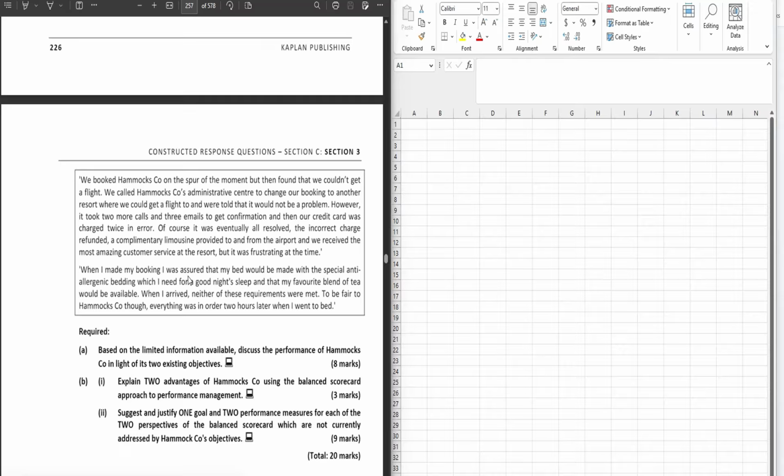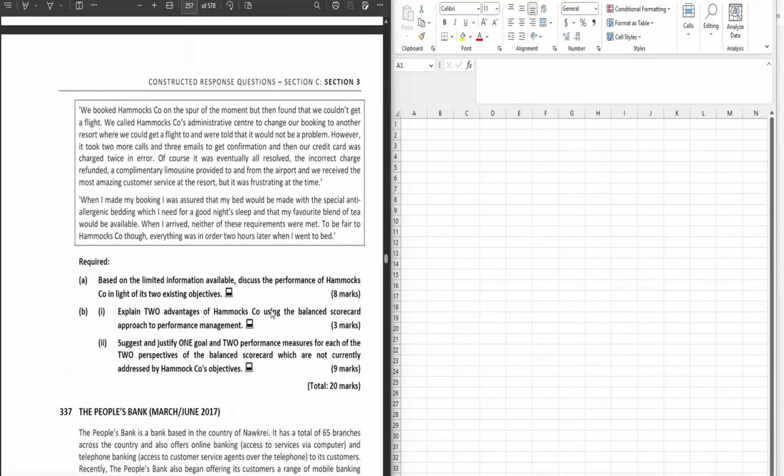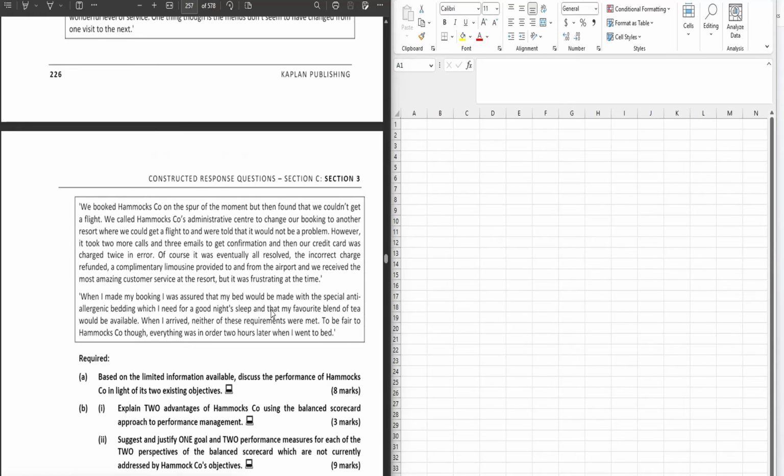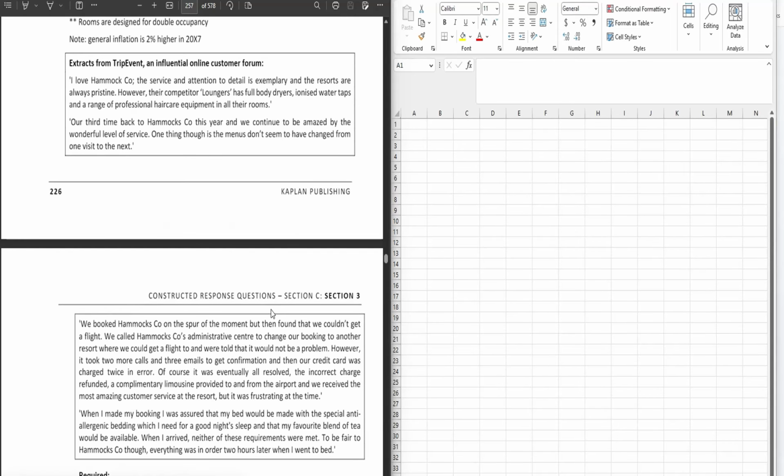When I made a booking, I was assured that my bed would be made with special anti-allergenic bedding which I need for a good night's sleep, and that my favorite blend of tea would be available when I arrived. Neither of these requirements was met. To be fair to Hammock Company, though, everything was in order 2 hours later when I went to bed. So basically, one customer is providing feedback on how the experience was, even though it was the third visit with Hammock Company, and he or she has explained their experience.